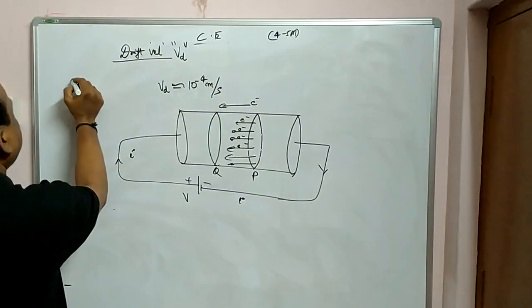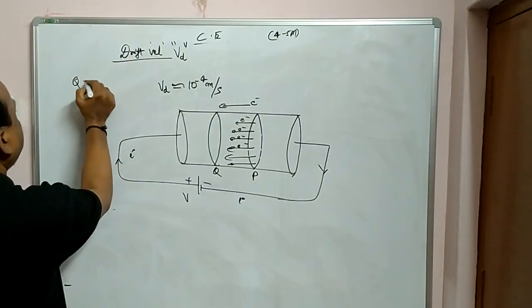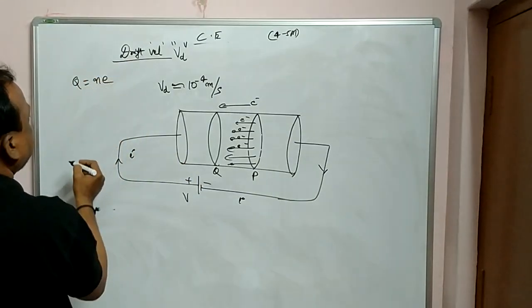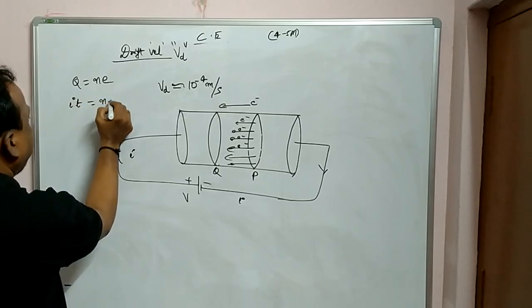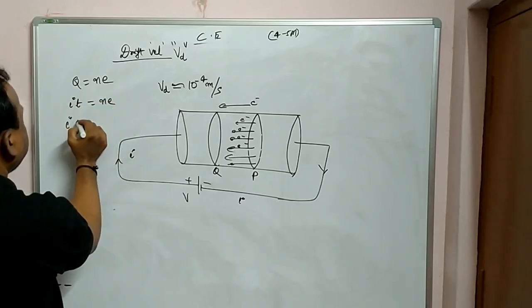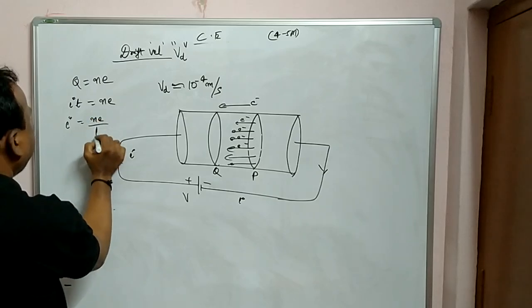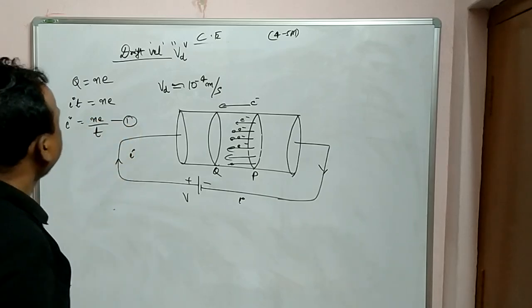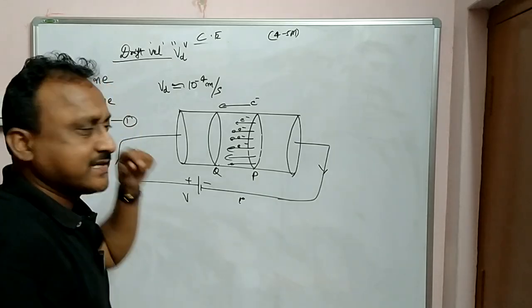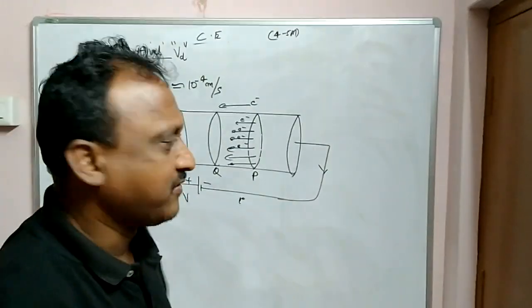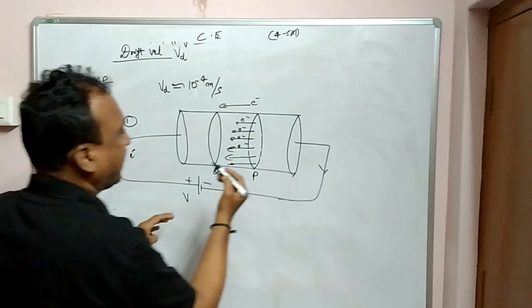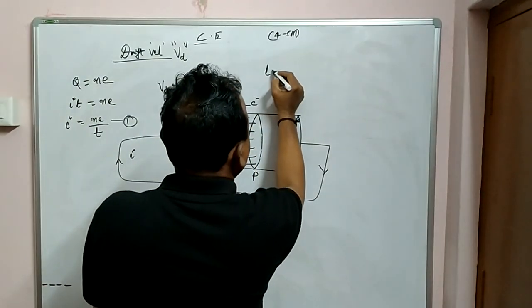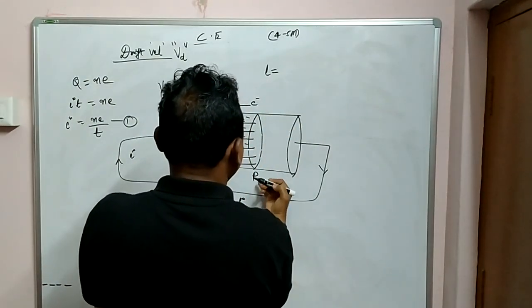We already know what Q is. Q is equal to NE, and we also know Q is equal to IT, so IT is equal to NE, or I is equal to NE by T, equation 1. Now N is the number of electrons, E is the charge, 1.6 into 10 power minus 19. When the electrons are coming, it is making some displacement from P to Q.